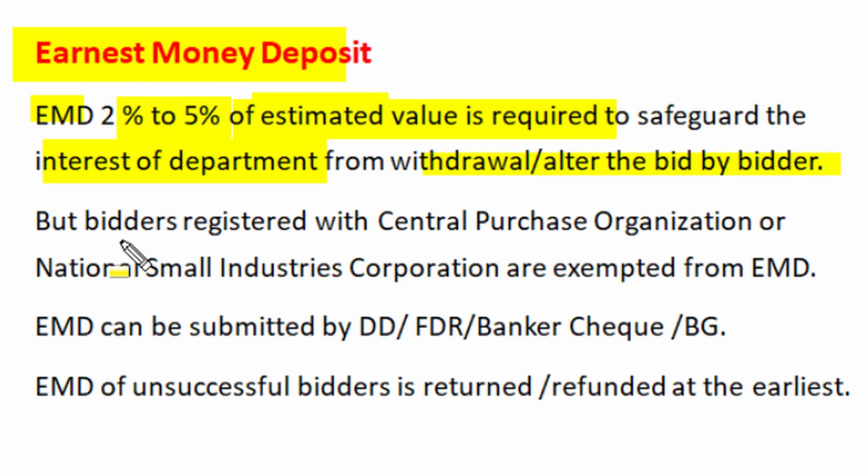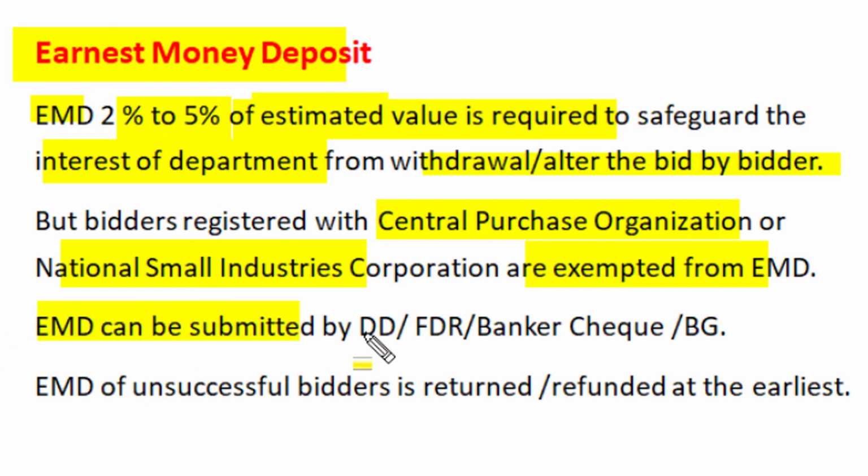But many times, bidders registered with the Central Purchase Organization, CPO, or small industries of the state or nation are exempted from EMD. In the bid process, EMD can be submitted by demand draft, FDR, banker's cheque or bank guarantee, as the case may be. And as a rule, the EMD of all unsuccessful bidders is returned or refunded at the earliest, once the successful bidder gets the letter of award, purchase order and signed contract.